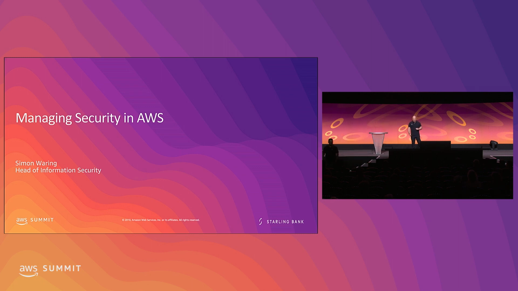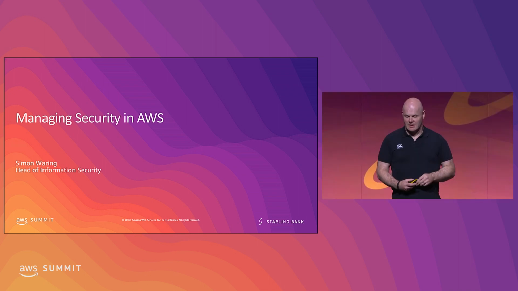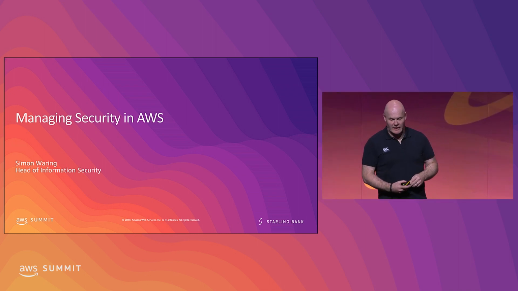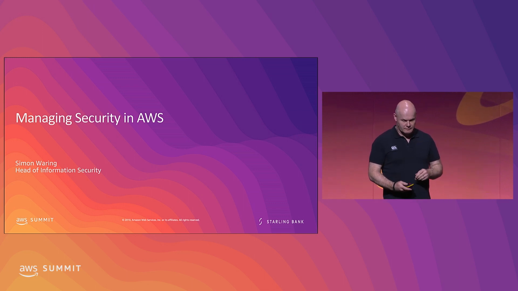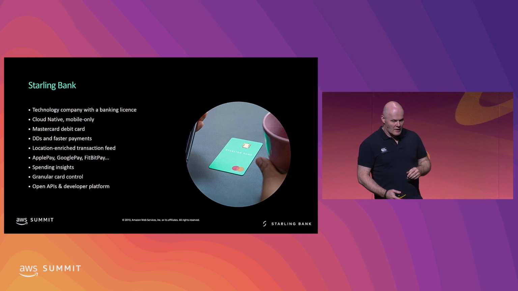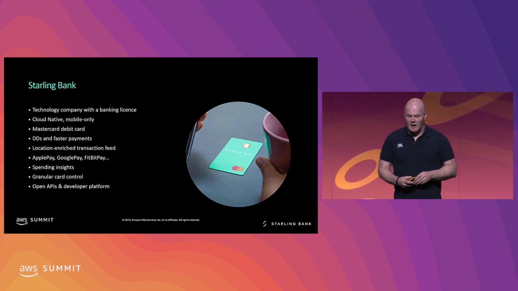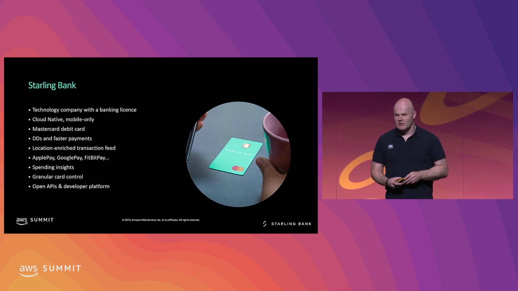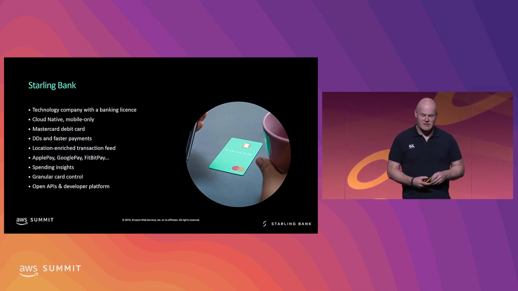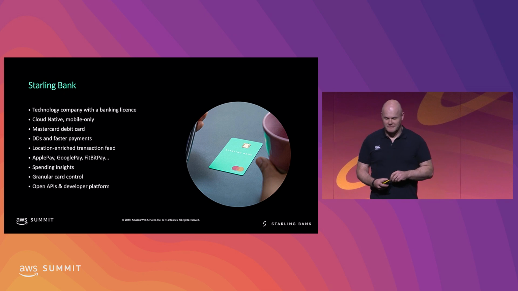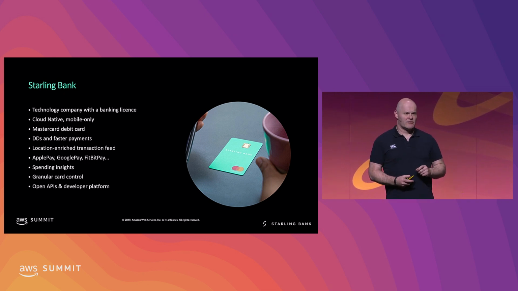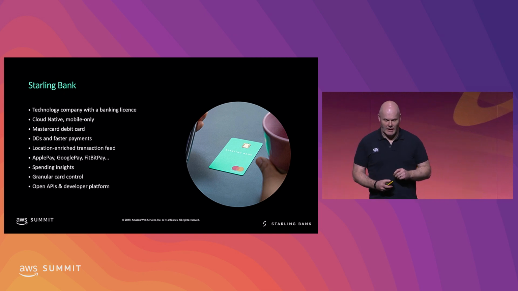Hi, good afternoon. Today I've been asked here to come to talk to you about how Starling manages security in AWS. More specifically, how we build and manage our security for our banking platform. For those of you who don't know Starling, we're a UK challenger bank. In fact, we were the first cloud-based UK retail bank to get a banking license. Only just, though. From a technology perspective, we are a cloud-native, mobile client-only retail bank.